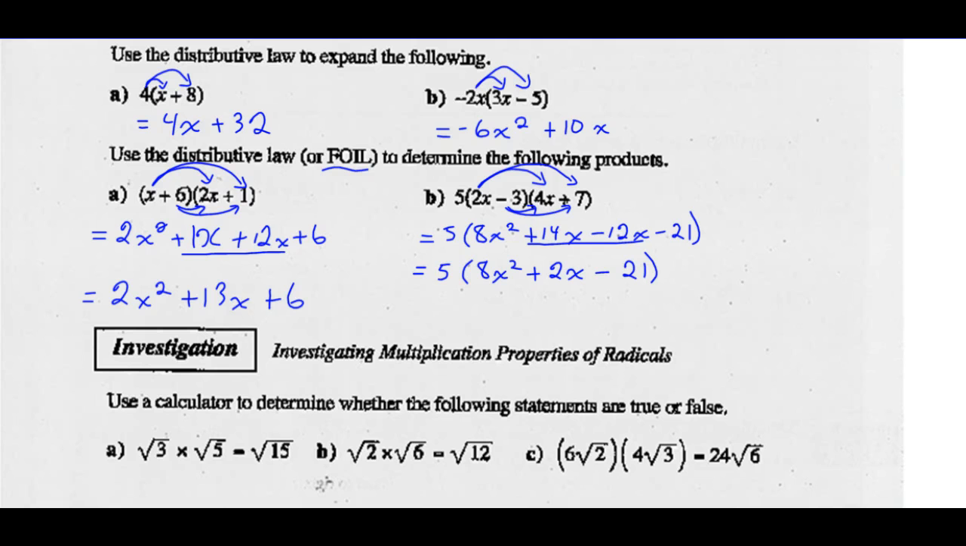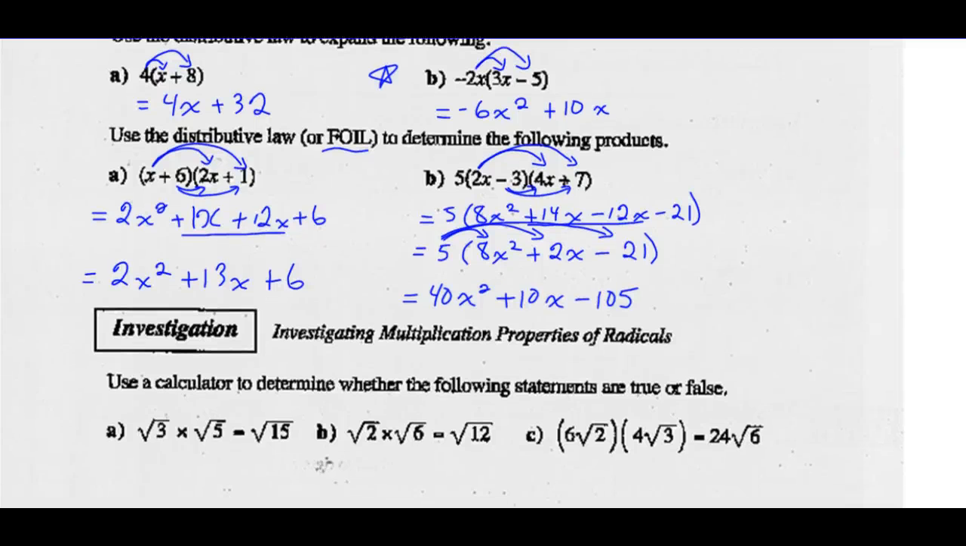And now we're back to the situation we had up above, where we've got a number multiplied by a polynomial. So make sure that number 5 gets multiplied to every term in the brackets. So 5 times 8x squared is 40x squared, and 5 times 2x is 10x, and 5 times a negative 21 is a minus 105. So we've finished multiplying all those situations, and you should have done that in grade 10, which we did. So that's a review.